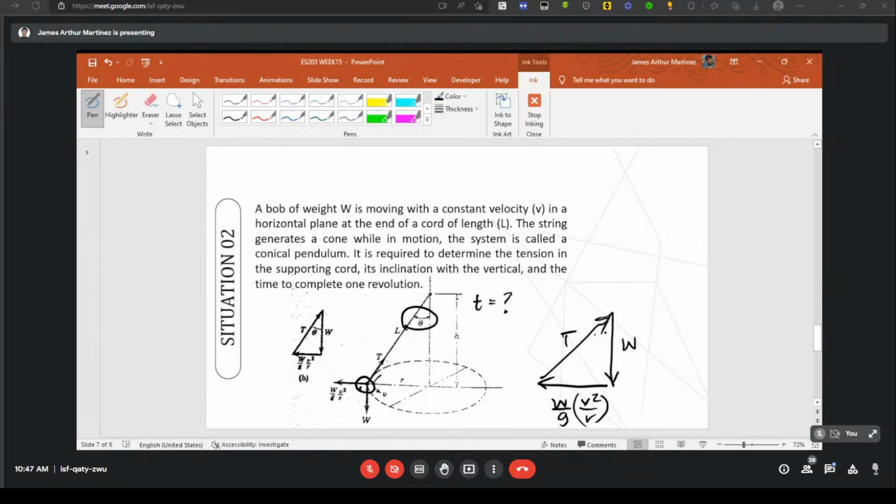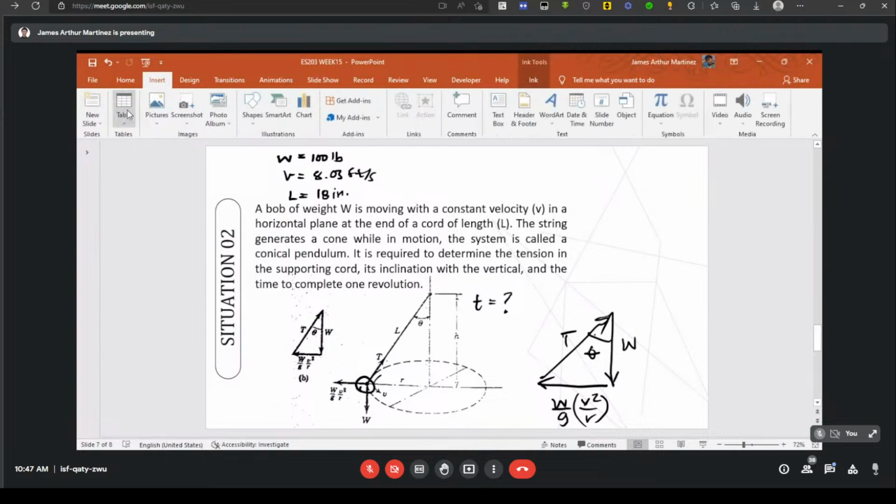So we have our angle of inclination. Let me enlarge the force polygon that is acting on our bob. We have the given data: the weight of the bob is 100 pounds, the velocity of the bob is 8.03 feet per second, and the length of the cord is 18 inches. These are the data of the problem.